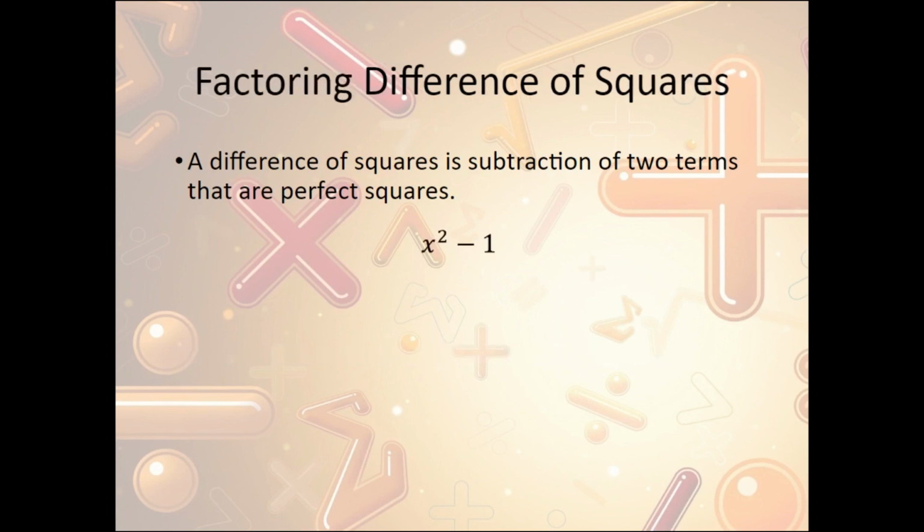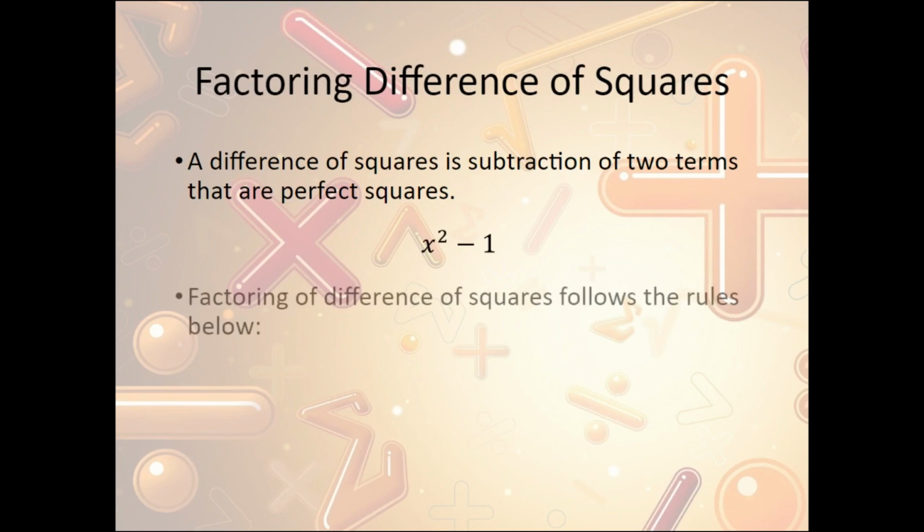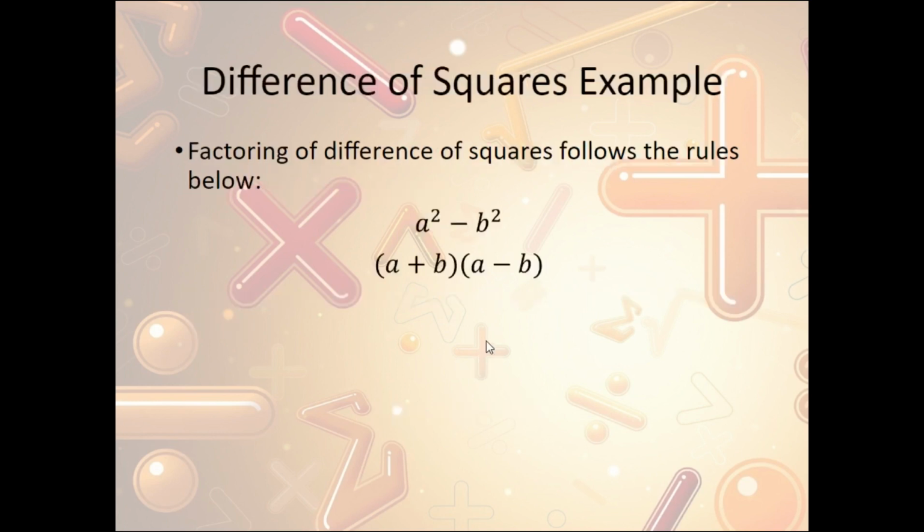So how do we factor a difference of squares? We're going to use the following methods. Anytime we start with something like this, and we have a number squared minus a number squared, it becomes a plus b times a minus b. Okay, so it's just something you have to memorize. So a squared minus b squared is equal to a plus b times a minus b. So let's look at an example.